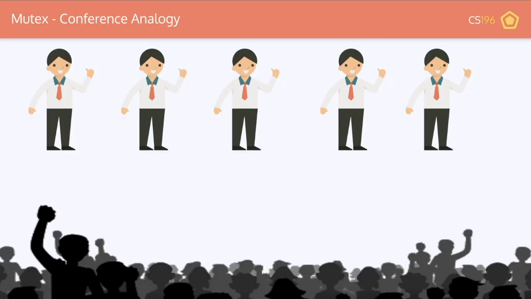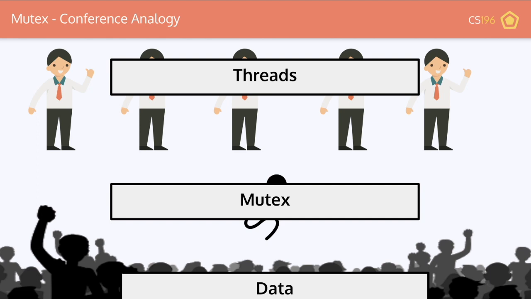And let's see this example with a conference analogy. Let's say we have a set of speakers like this, an audience here, and unfortunately only one microphone. And so we don't lose track of our initial problem, let's just label everything. So these are our threads here, the speakers, the mutex is our microphone, and the audience is our data.